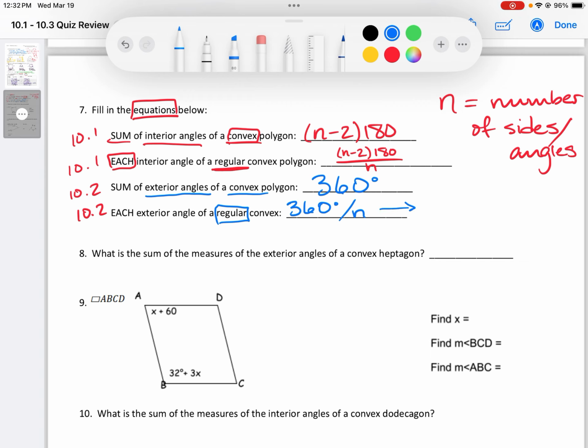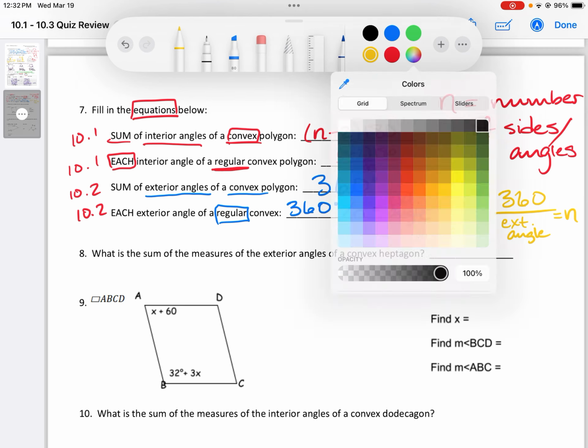Now, a lot of questions also give you, let me write it like this, a lot of questions give you the exterior angle and they want you to find the number of sides. So you can rewrite this as 360 divided by the exterior angle, and it will give you the number of sides. So you can use either one of those. They're the same equation, just rearranged.